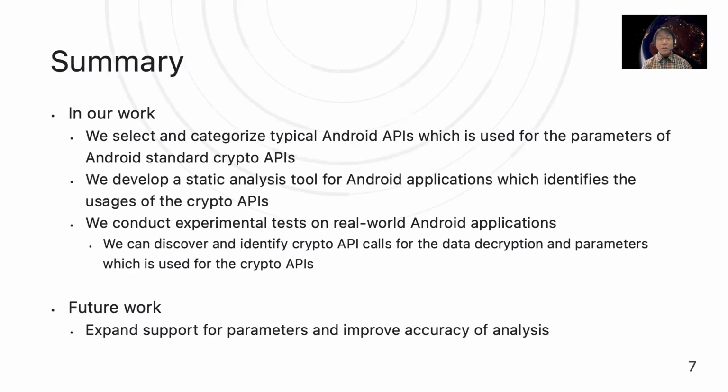Finally, let me briefly summarize our work. We select and categorize typical Android APIs, which is used for the parameters of Android standard crypto APIs. We develop a static analysis tool for Android apps, which identifies the usage of crypto APIs. We conduct experimental tests on real-world Android apps. As a result, we can discover and identify crypto API calls and used parameters. In the future, we want to expand support for more parameters and improve accuracy of analysis.